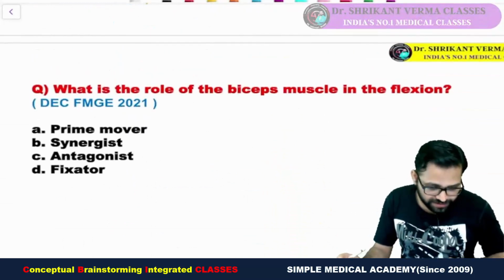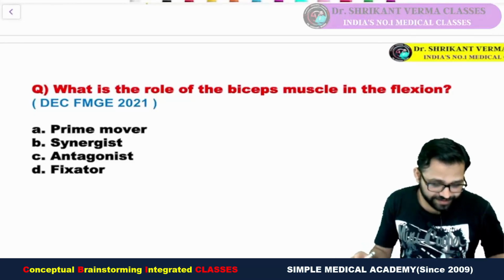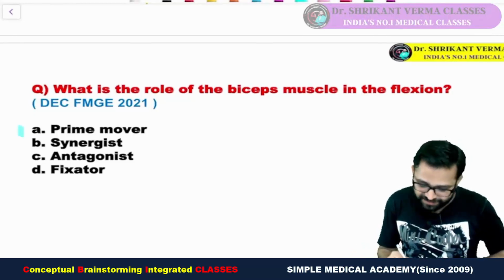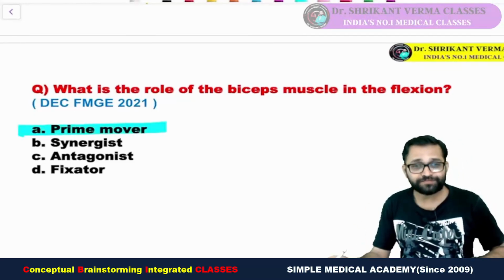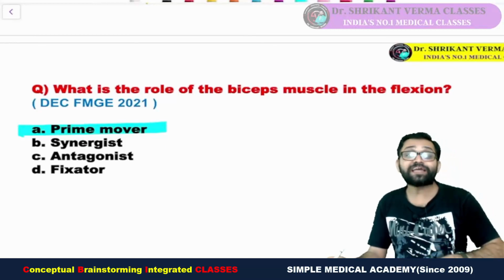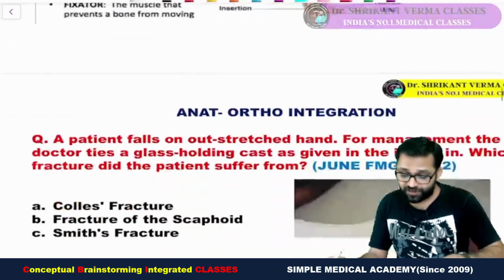Tell me what is your answer? Correct. Preeti is correct. Aditya is correct. The answer is prime mover. Biceps is the prime mover. It is the agonist. Okay, so this is a general question also.